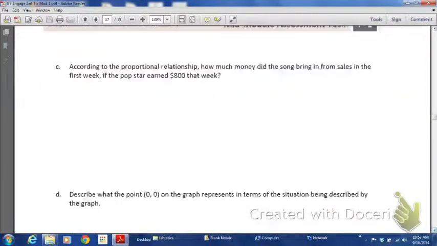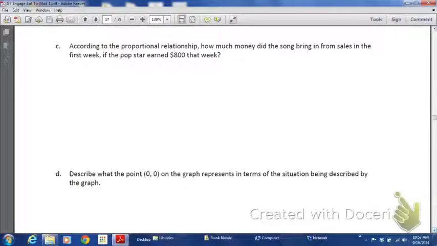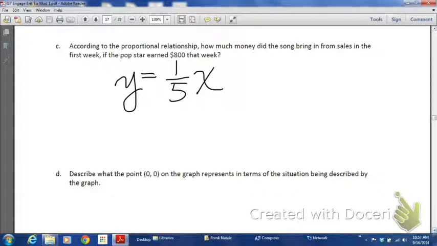Okay, so according to the proportional relationship, how much money did the song bring in from sales in the first week if the pop star earned $800 that week? All we need to do, we have our equation. We have y equals 1/5 x, or 1 over 5x.